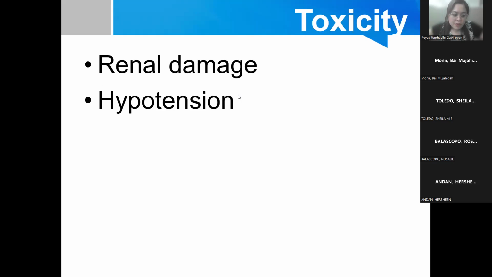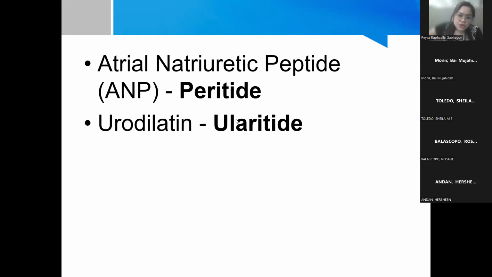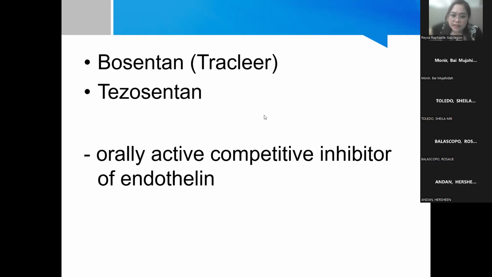Okay? What's the problem with this? Since this can cause urination always, it can cause changes in the kidneys. It can damage the kidneys itself. And since it can cause dilation of the blood vessel, this may also decrease the blood pressure or lead to hypotension. Okay? So other natriuretic peptides that we have, the atrial natriuretic peptide, example, the carperitide and the urodilatin, the ularitide, parehas lang sila. Okay, mga natriuretic peptide natin ito.